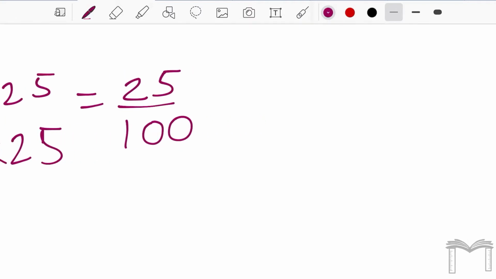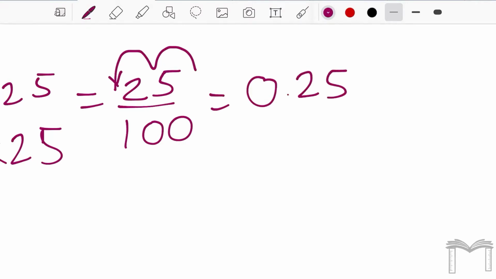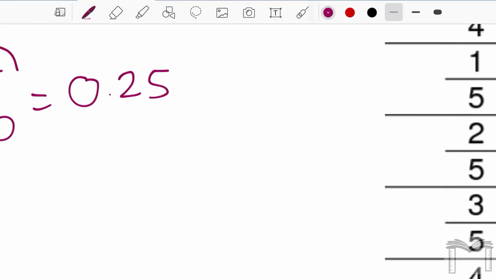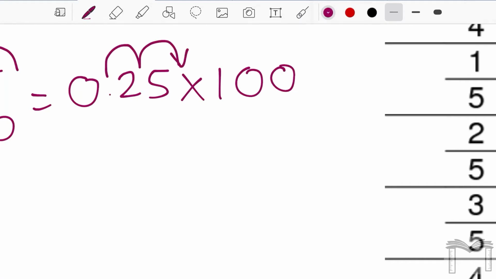which is the same as 0.25 if we want to write it as a decimal. And to get it to be a percentage, we must multiply by 100. So that's 25%.